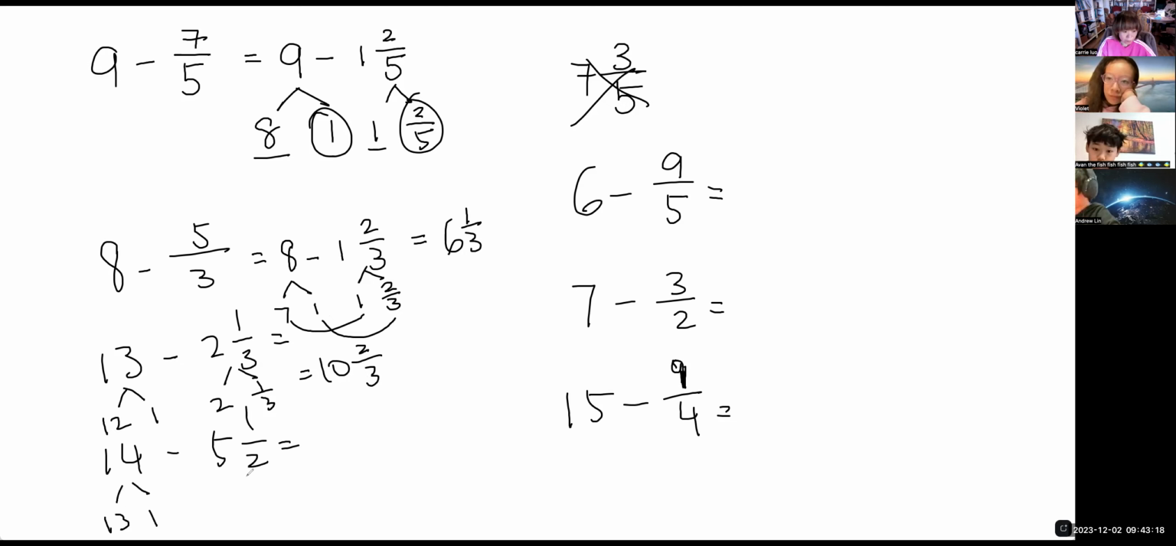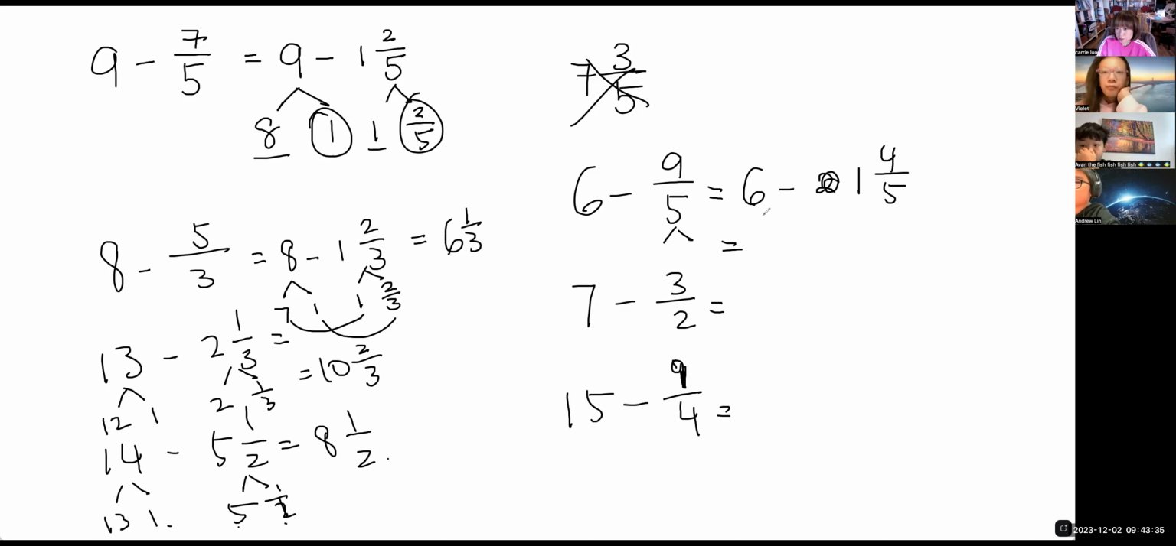So 13 is 12 and 1, and 5 and 1 over 2. So 13 minus 5 equals 8. 1 minus 1 over 2 equals 1 over 2. So this one's a little bit hard, right? So 6 minus 1 and 4 over 5. You need to change it first. So equals 4 and 1 over 5.